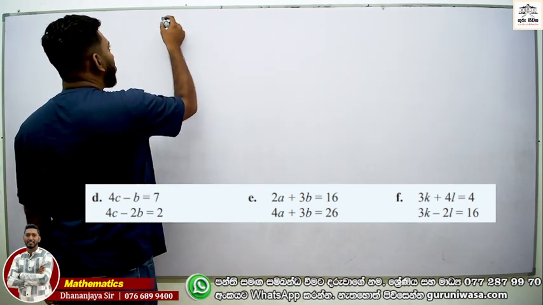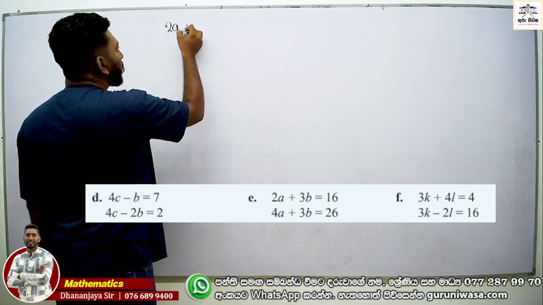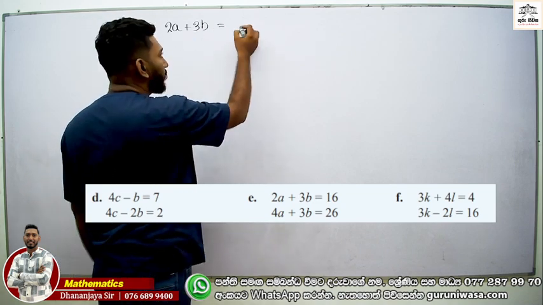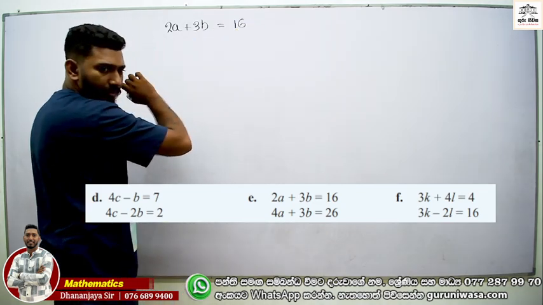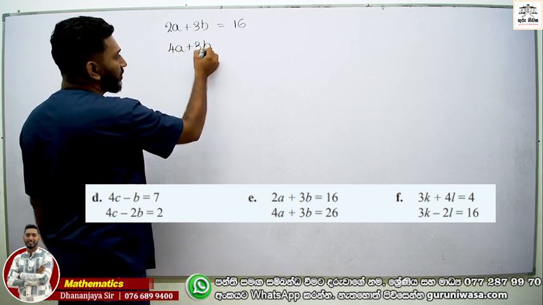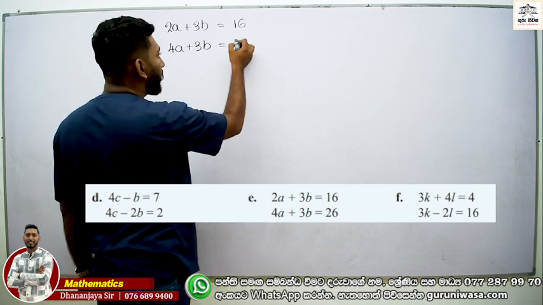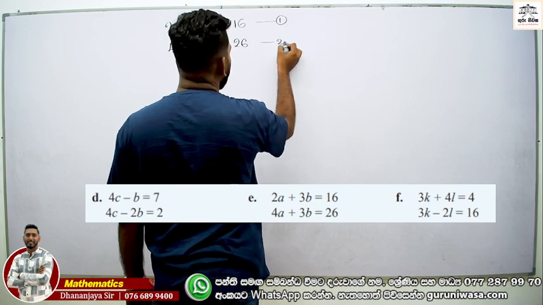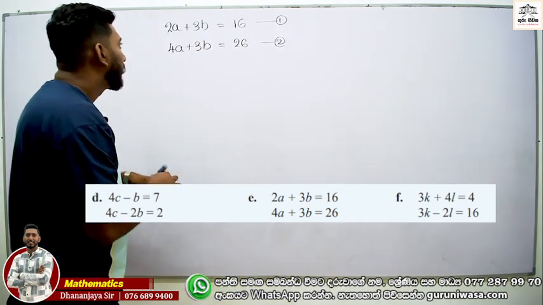2a plus 3b equals 16, and 4a plus 3b equals 26. Equation number 1 and equation number 2. This one already has 3b and 3b.